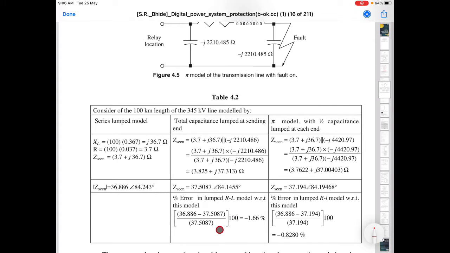So what is the inference? What is the conclusion? The moral of the story is that you have only slight variation. Even if you don't consider this shunt capacitor, that is still fine because you are getting almost the same answer. So whatever assumption was made to neglect this capacitance is good enough. It will not make any difference. That is the objective of this problem.